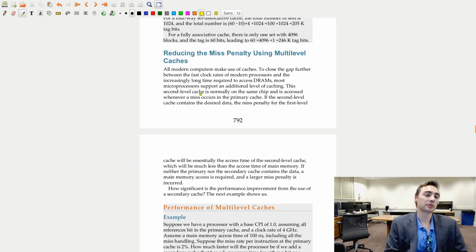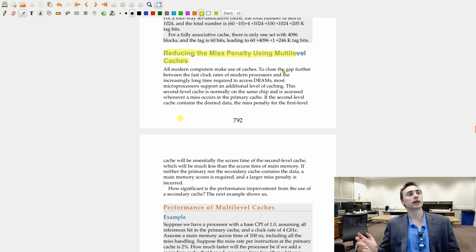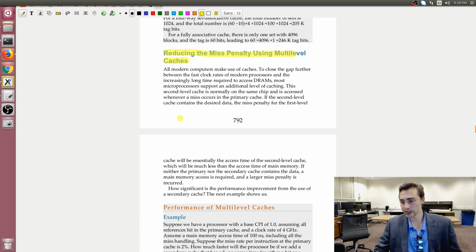So how do we reduce the miss penalty? Like we said before, we use multi-level caches. When we're talking about what we can fit in a cache, we generally are talking about what's known as the working set.